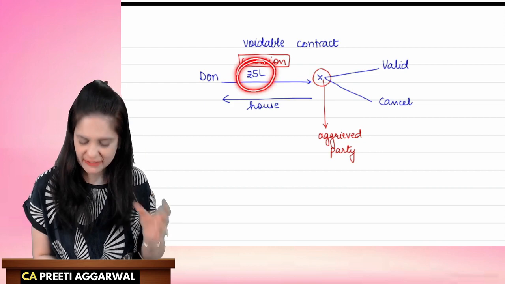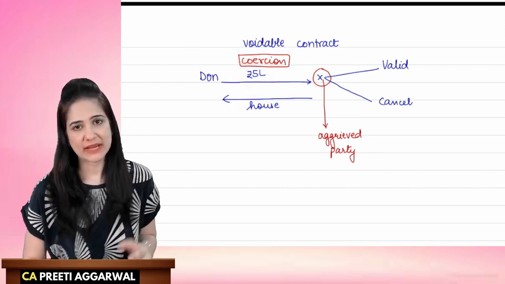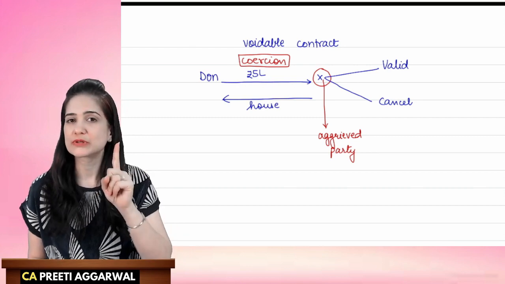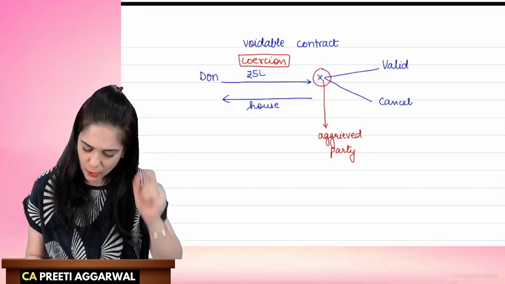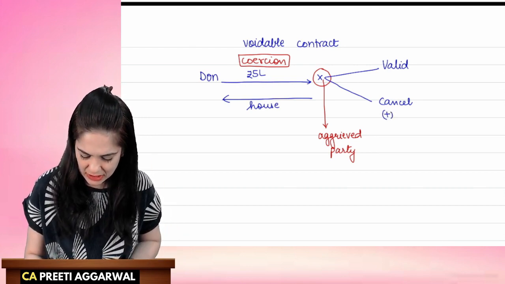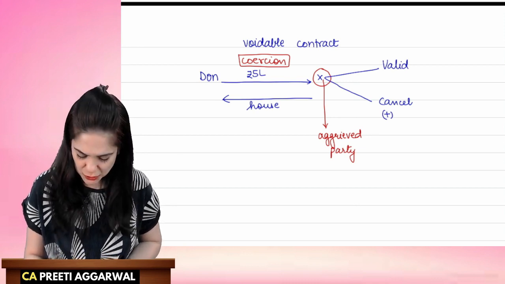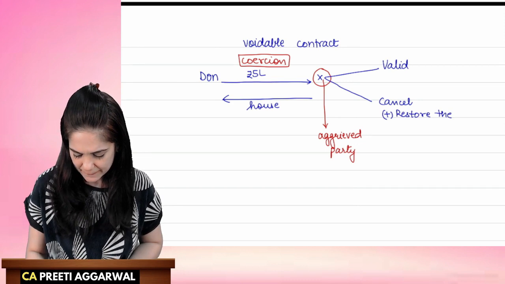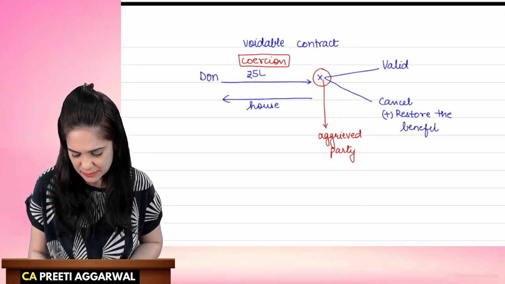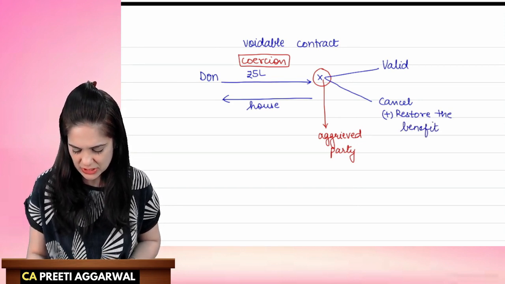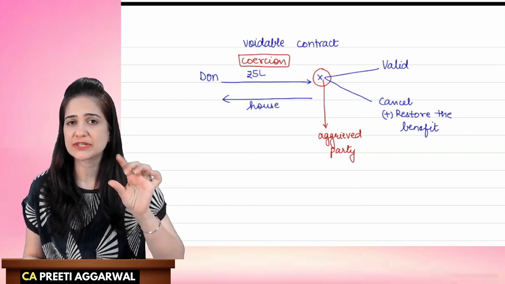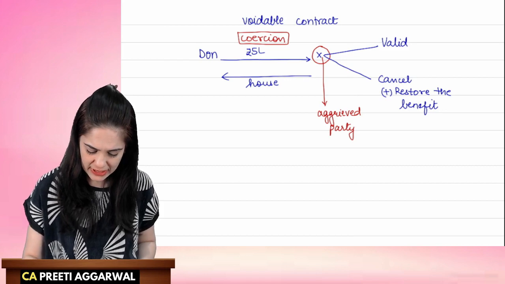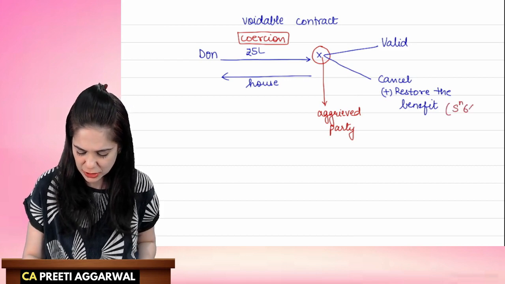But what about this 5 lakh rupees which he has received? Can he keep the house as well as that money? No, no, no, no. He cannot both keep the house as well as the money. Once the contract is cancelled, the benefit will be restored. So he will have to restore the benefit. We had studied this provision earlier also, but that was covered under section 65 because it related to void contract. This relates to a voidable contract and it is therefore covered under section 64.